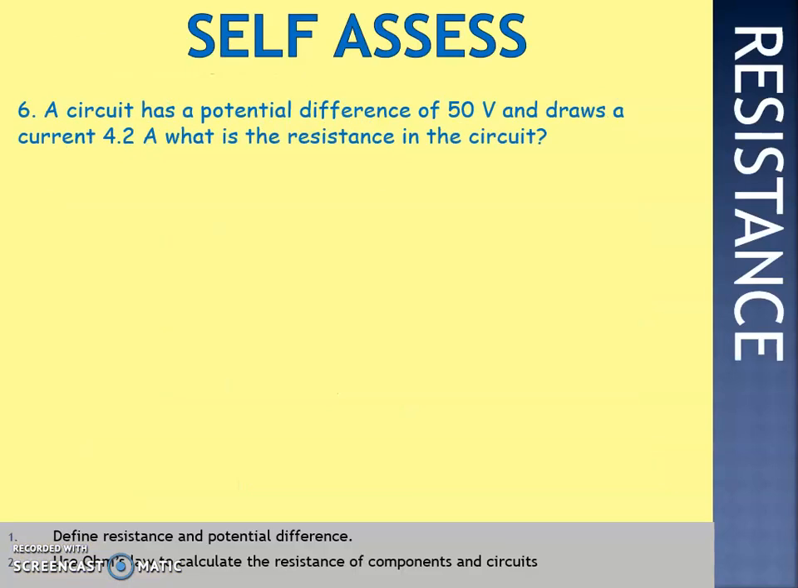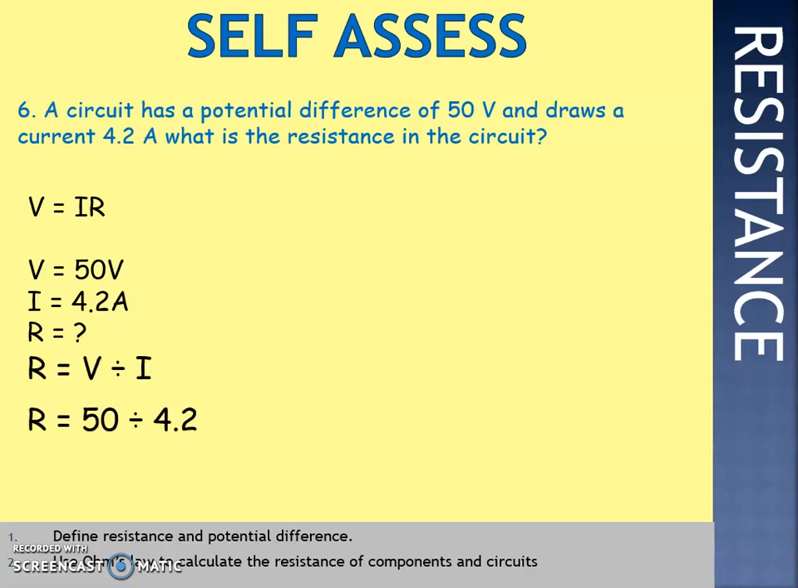Okay, so question 6. We've got our values there. Potential difference is 50, current's 4.2. What's the resistance? Take those values out and rearrange my equation. If V equals IR, V over I would equal R. So that would be 50 over 4.2, giving me 11.9 ohms.